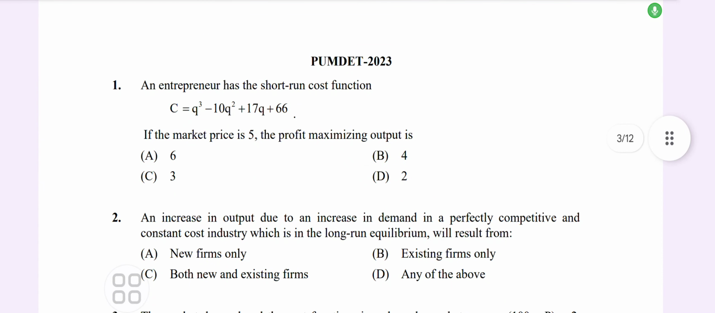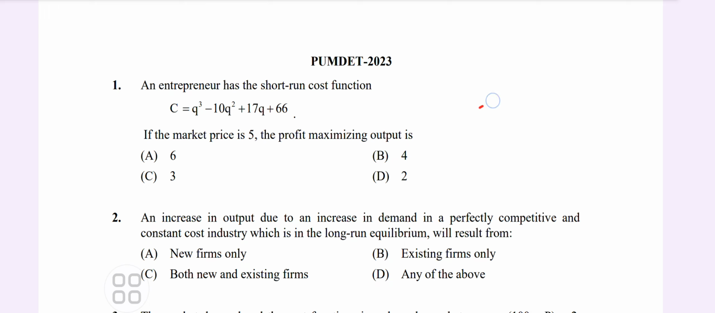Say exam has come. So to solve the problem, let us quickly revise, as it will work as a mock test, because UGC NET exam dates have also been declared. So the exams are coming nearby. So I think one should practice for the same, and it will be very easy for one who wants to sit for the examination. An entrepreneur has a short run cost function.